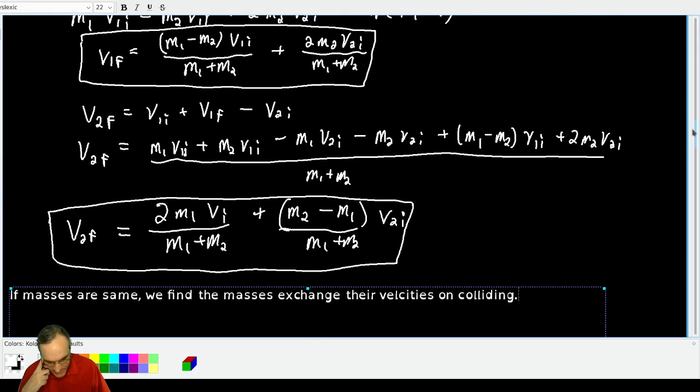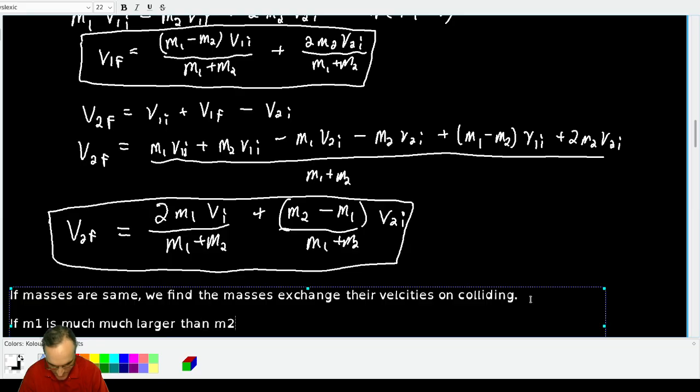Okay, another interesting result is what if one of the masses is much, much larger than the other? So what if m1 is 100 times m2? Well, the thing you'd find out is that if m1 is much, much larger than m2, then mass 1's velocity is hardly changed. But mass 2 changes a lot.